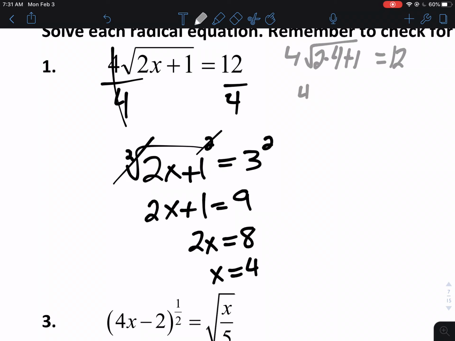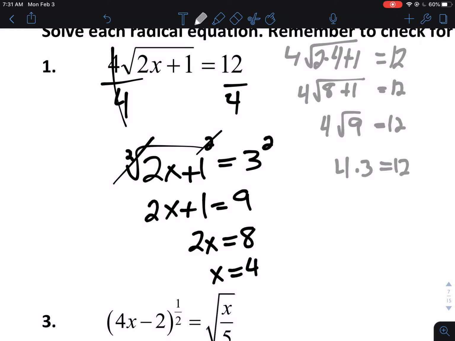We'll start to simplify now. So 2 multiplied by 4 is 8. 8 plus 1 is 9. Square root of 9 is 3. There's 4 multiplied by 3 equals 12. And yes, 12 equals 12. So that's the correct answer.